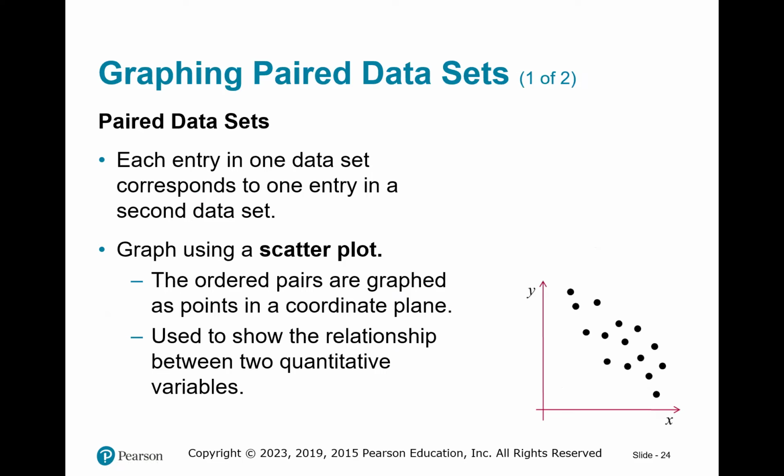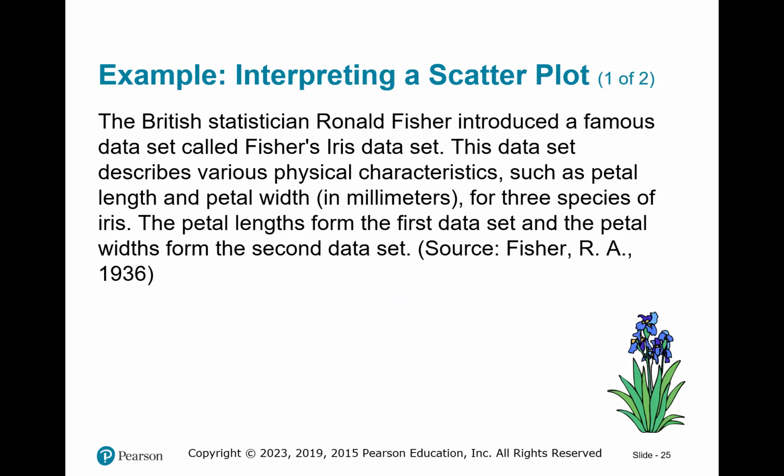Graphing paired data sets. Each entry in one data set corresponds to one entry in a second data set. Graph using a scatter plot. The ordered pairs are graphed as points in a coordinate plane used to show the relationship between two quantitative variables. The British statistician Ronald Fisher introduced a famous data set called Fisher's iris data set. This data set describes various physical characteristics such as petal length and petal width for three species of iris.